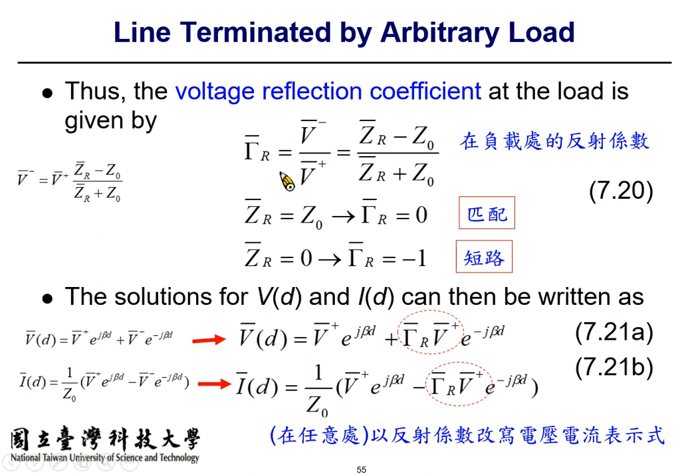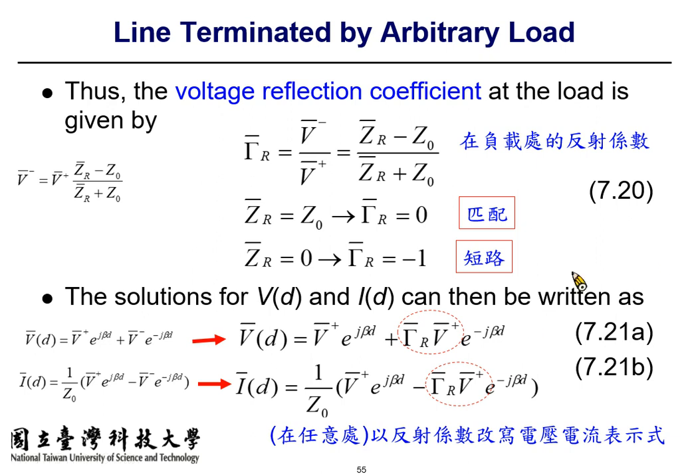The next thing is to write up the total voltage, V(d), and total current, I(d), in terms of the reflection coefficient, gamma R, and the incident signal, V plus. So we can substitute the V minus signal in the second term of equations 7.21a and b using gamma R. Note that in both the incident and reflected signal terms, we have to bear the propagation phase difference, which is marked as exponential j beta d and exponential minus j beta d.